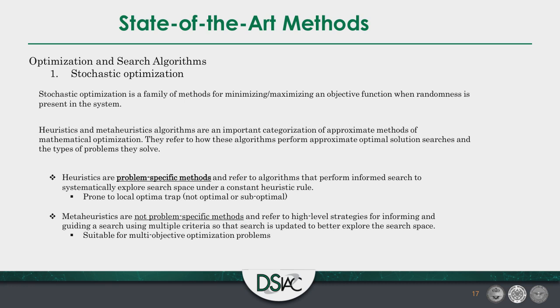Meta-heuristics are not problem specific, they're generalized methods, but they have better high-level strategies for informing and guiding search using multiple criteria. So they solve the heuristic problems because they have multiple high-level strategies to escape and reach a better solution, hopefully the global optimum. So they are updated to better explore the search space, and they are suitable for multi-objective optimization problems as well.